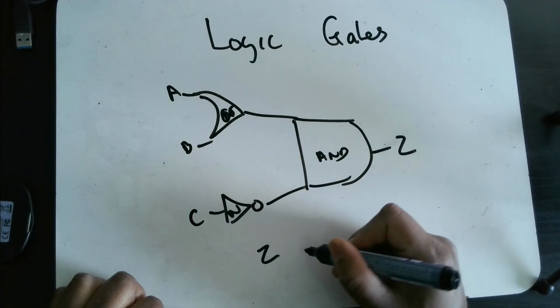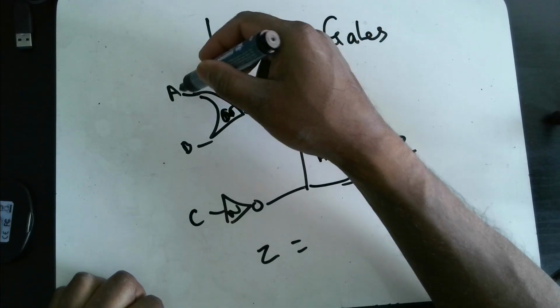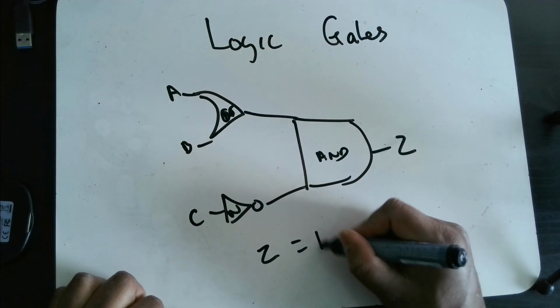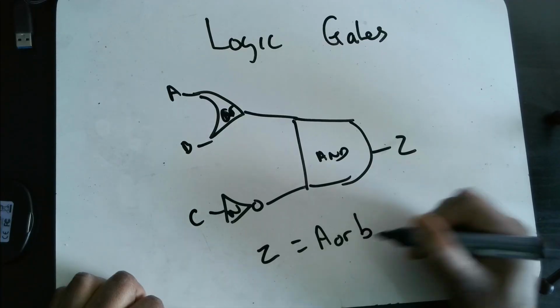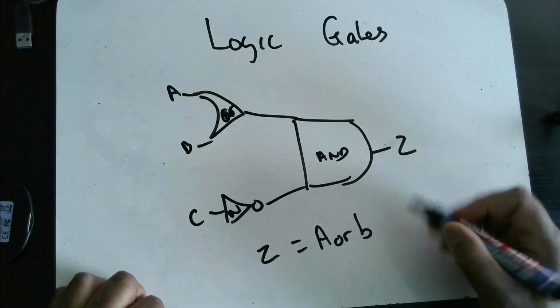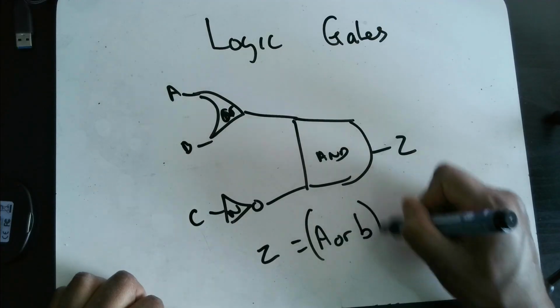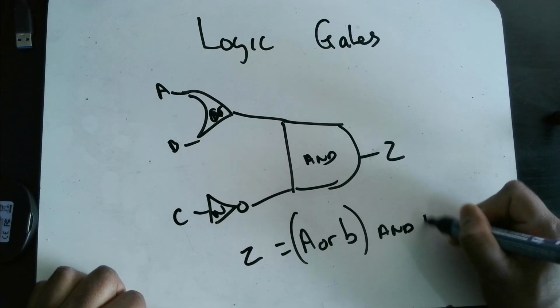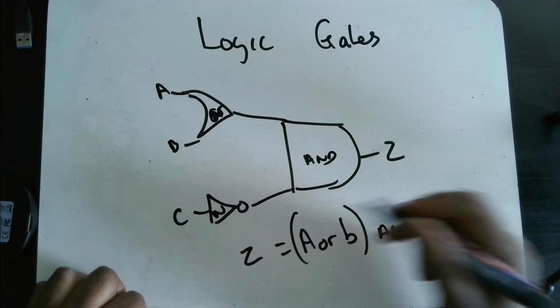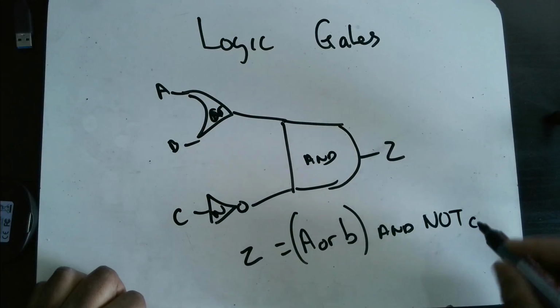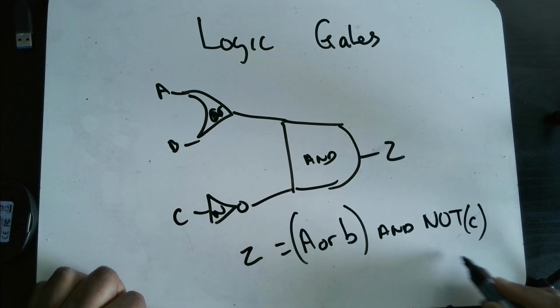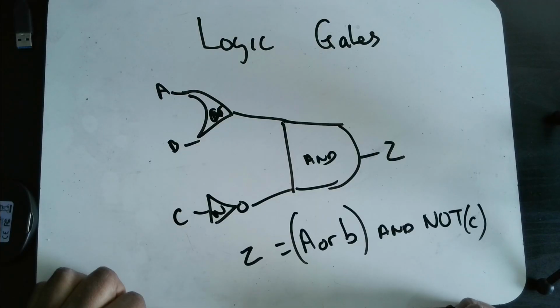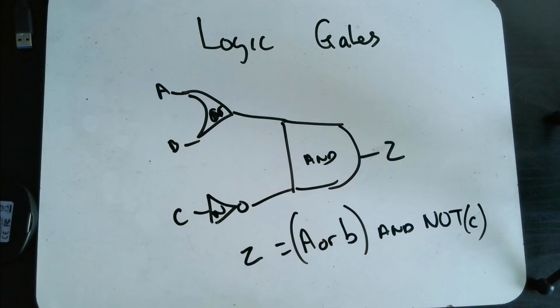Z equals A or B. Then it's AND. I'll put these brackets around it so we keep that separate. And not C. Yeah, we've got a bracket here. And then we've combined 3 gates.